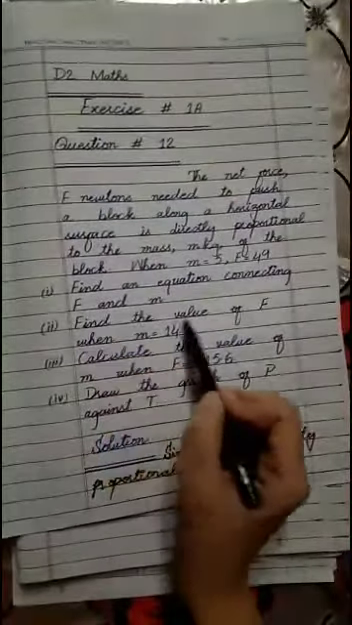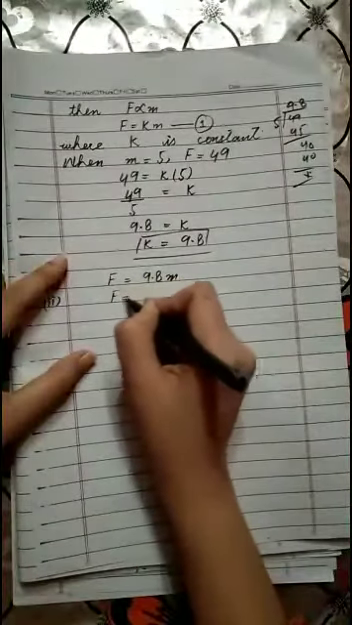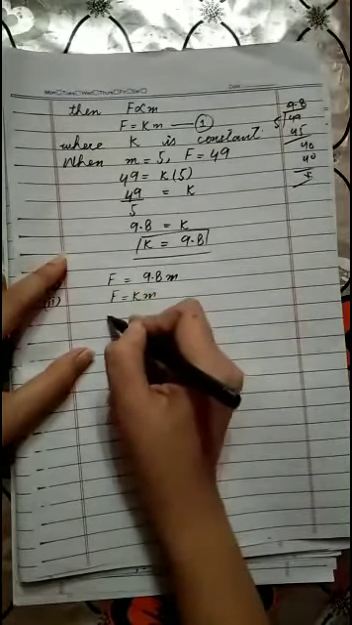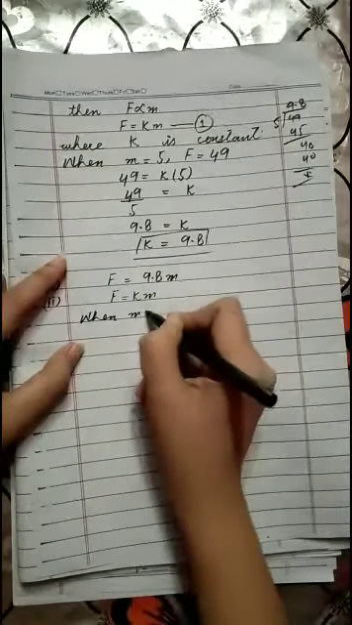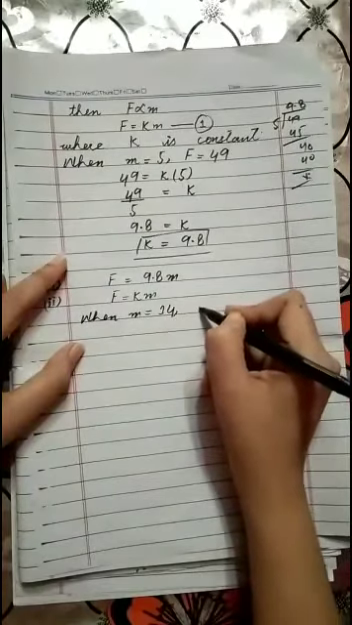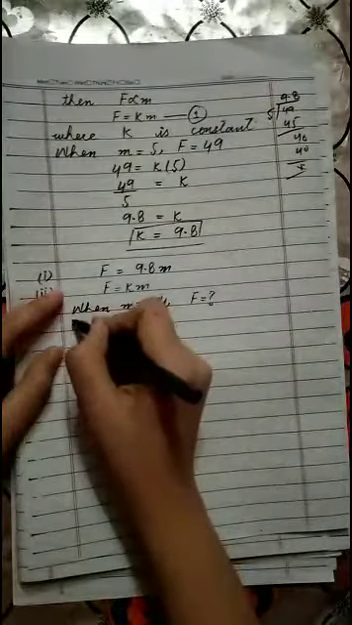Part 2 is find the value of F when M is given. M is given but we have to find the value of F by writing the same expression, when M is 14 and F we have to find. Yes. Placing the values.